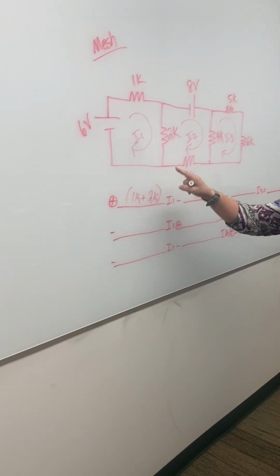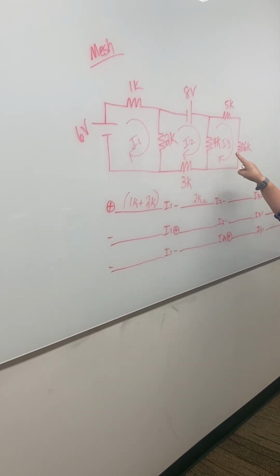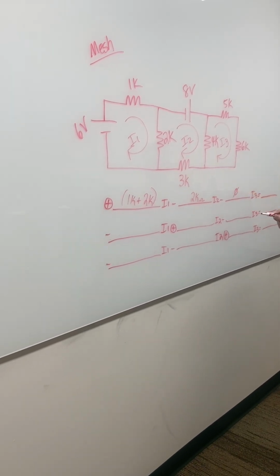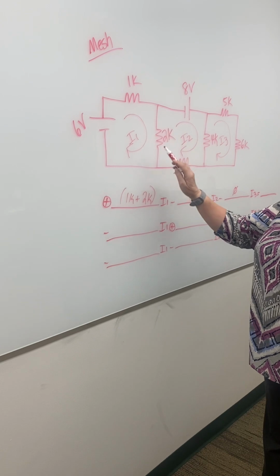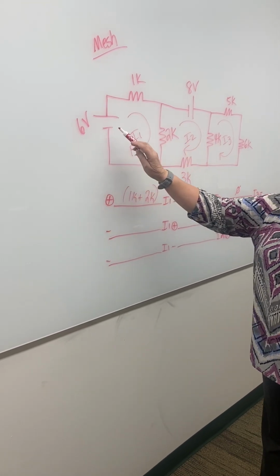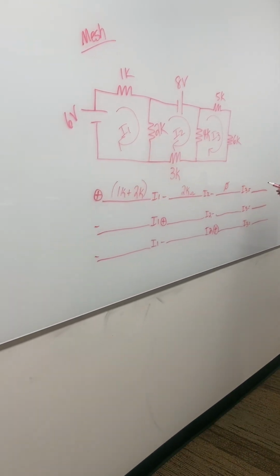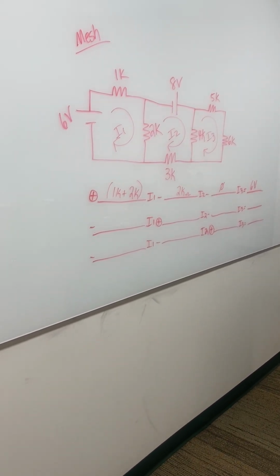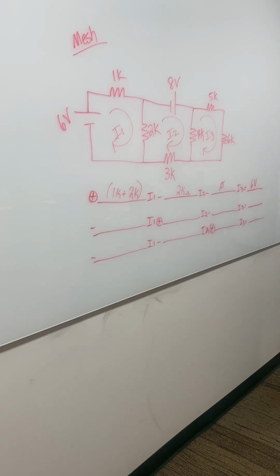The next one, what is touching I1 and I3? Well, there's absolutely nothing touching that, so that's 0. Since we always go clockwise, we're entering negative, so on the other side of the equation, we're gonna put a positive 6 volts. That's our first equation.